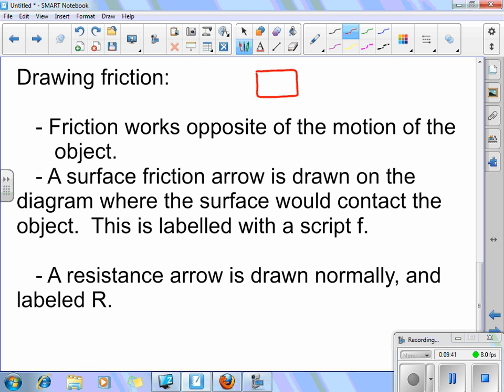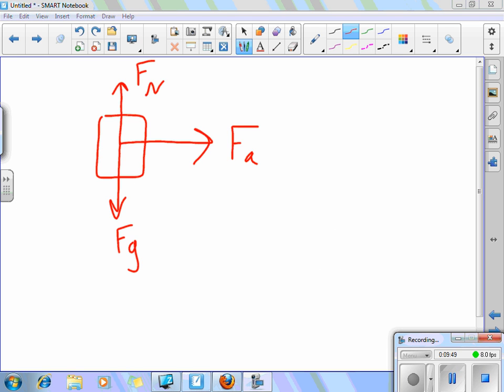So if this was my book, and we did the same example as before, it's being pushed to the right, it's a force of gravity. Tell you what, hold on, I'm going to start this somewhere else. Sorry about that, I just wanted to get a little more room so you can see. Now the friction arrow would be drawn in opposition to the motion. The book is trying to go this way.